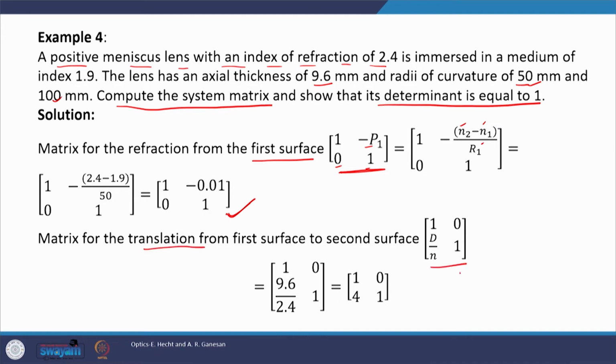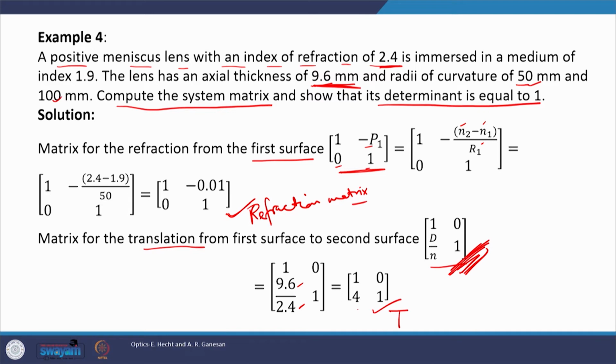Now, we will calculate the translation matrix. This is the expression for the translation matrix: 1, 0, d by n and 1. D is the separation or thickness of the lens, which is given as 9.6 millimeter, and n is the refractive index, which is given as 2.4. Substitute for d and n, and this gives the translation matrix here. Translation matrix is here, the refraction matrix is here.